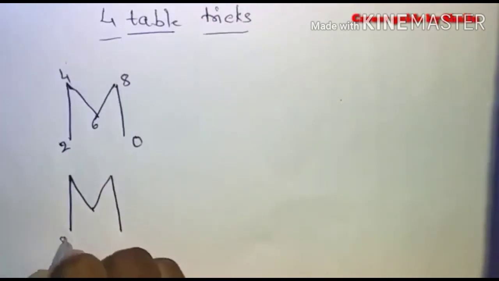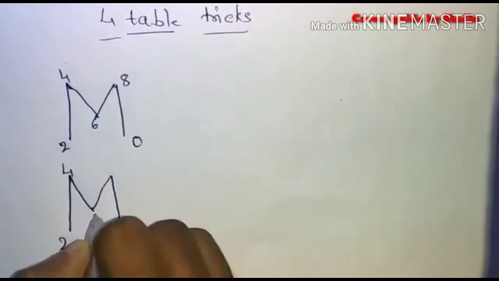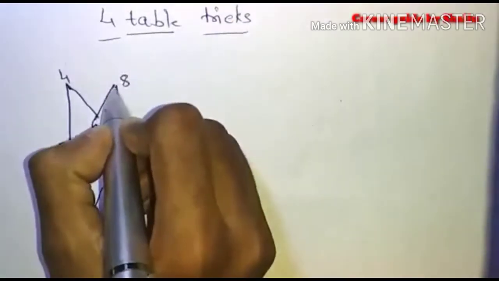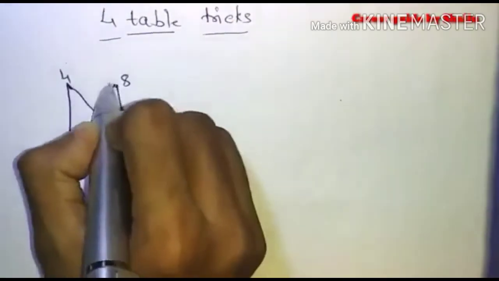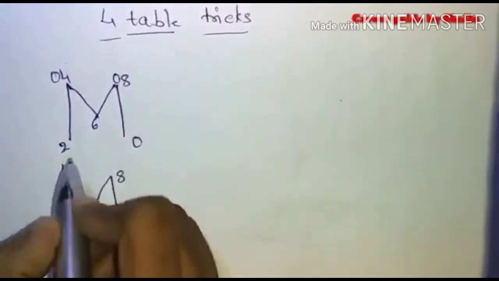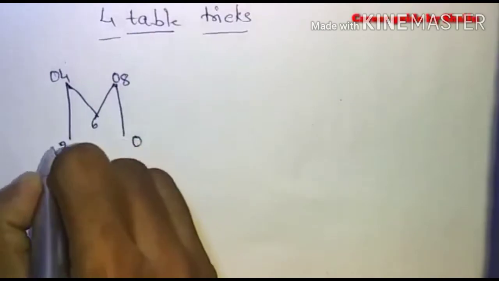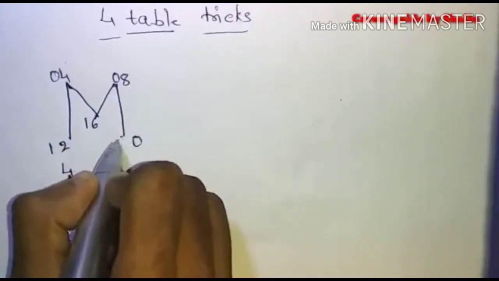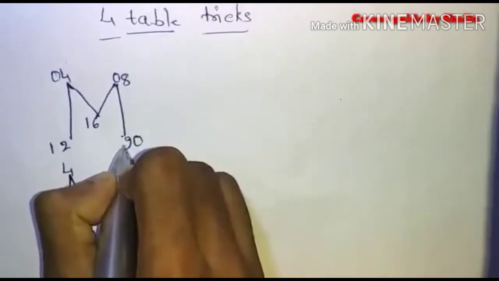And now do the same thing. 2, 4, 6, 8 and 0. And now from top we have to consider 0, 0. And next in the middle we have to consider 1, 1. And here in the last corner we have to consider 2.